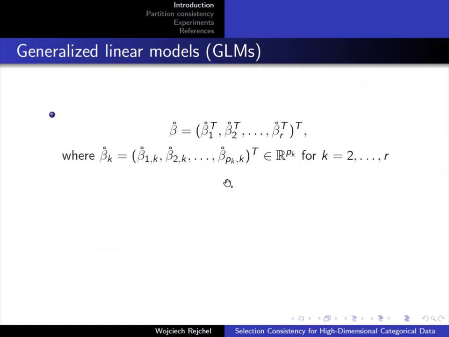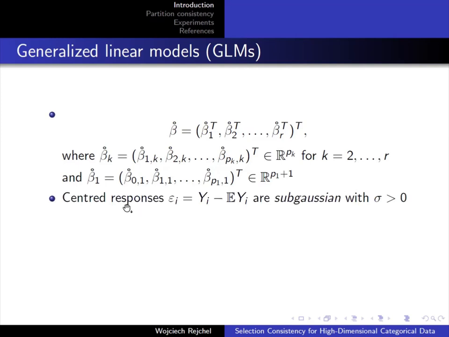Okay, so a similar thing can be done with respect to your parameters. I mean, this is the true parameter. It can be divided into R groups, R subvectors. So each subvector for k equal to 2, 3, 4, and R has pk coefficients. The first one has p1 plus 1 coefficients because the first one corresponds to the intercept.